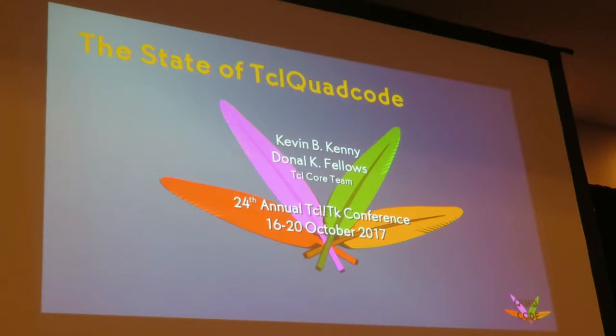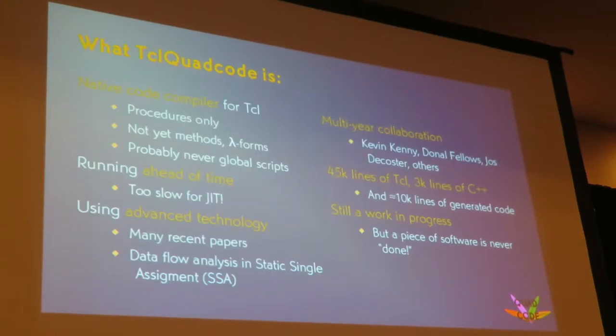Everybody knows what Quadcode is here. Quadcode is a project that Donald and I have been working on for about 3 years now. That's a native code compiler for Tcl. The idea here is that it is not a native code compiler for a Tcl-like language. It is a native code compiler for Tcl. Its input is Tcl bytecode. Its output is machine code.